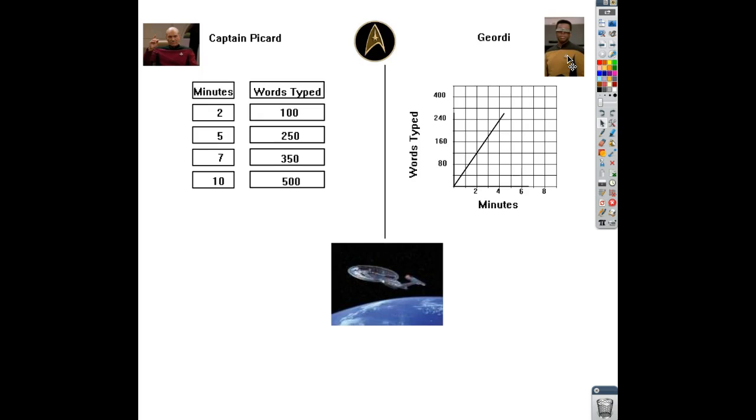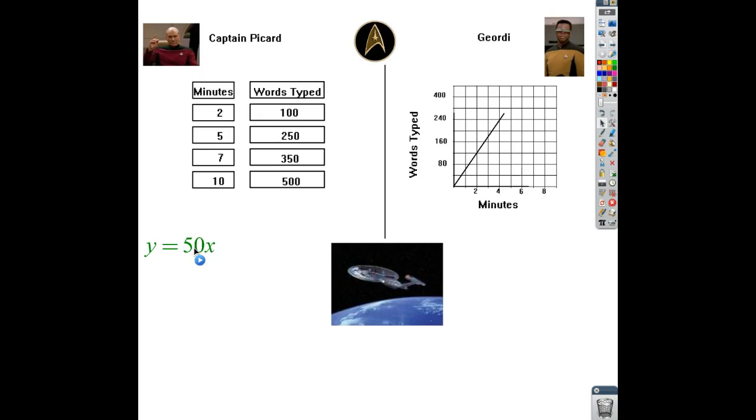All right. Anyway, we're looking at Captain Picard and Geordi LaForge, and what we want to do here is compare them. I want to know who is the faster typer, who can type more words per minute. So let's go ahead and take a look. Let's find the unit rate here, okay? We want to find the unit rate for Picard. Go ahead and see if you can figure out how many words he types each minute.